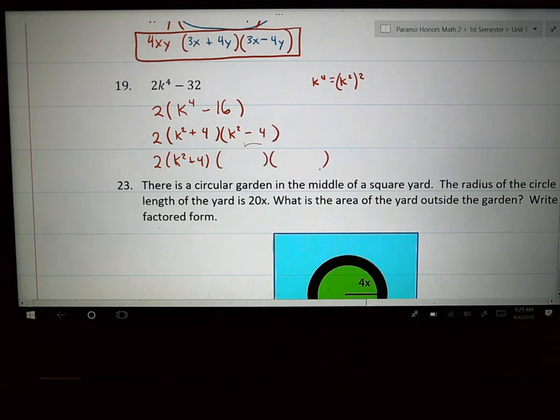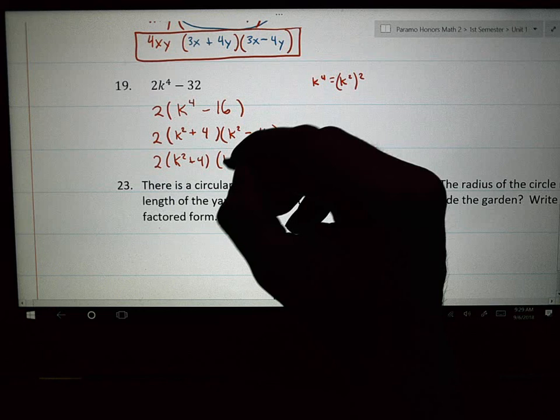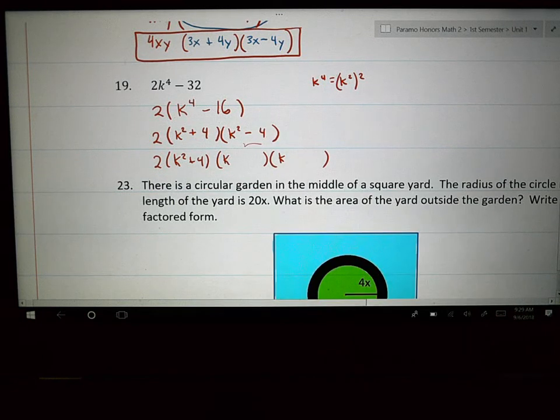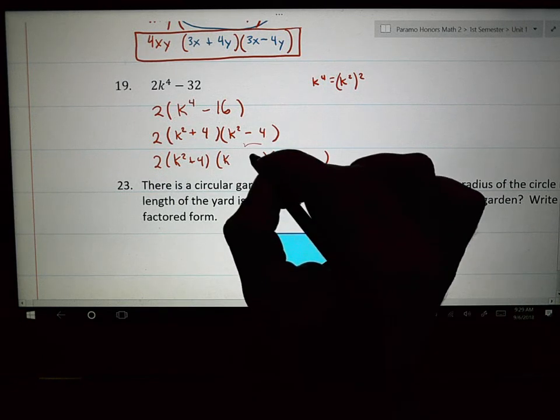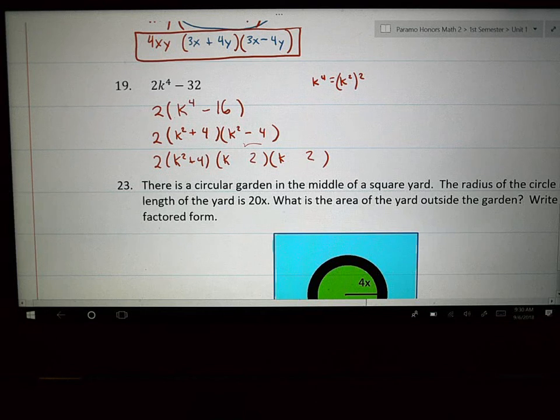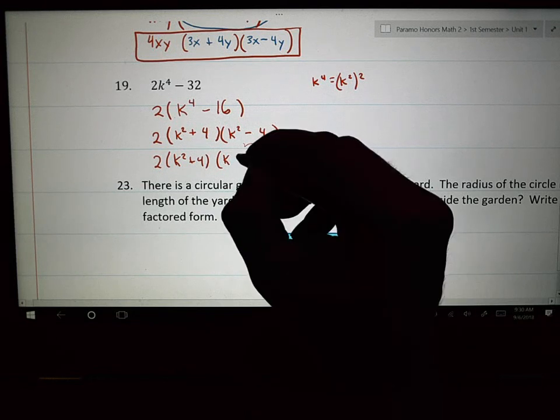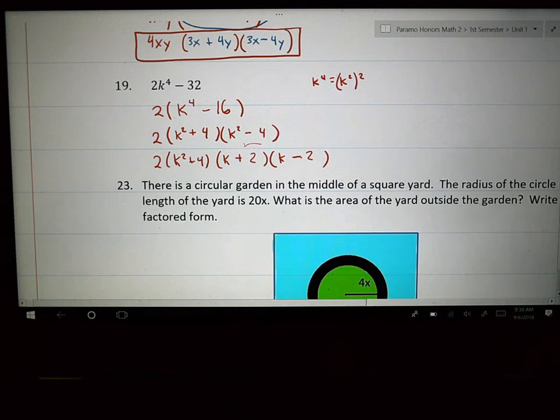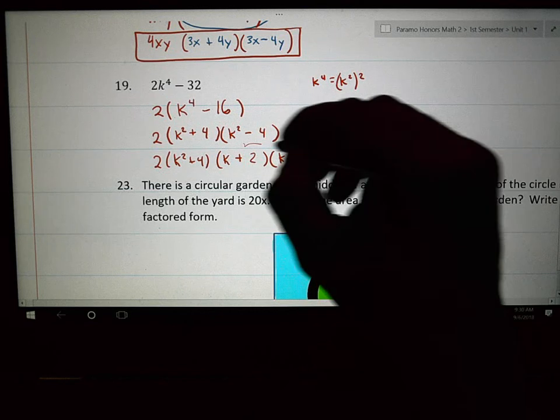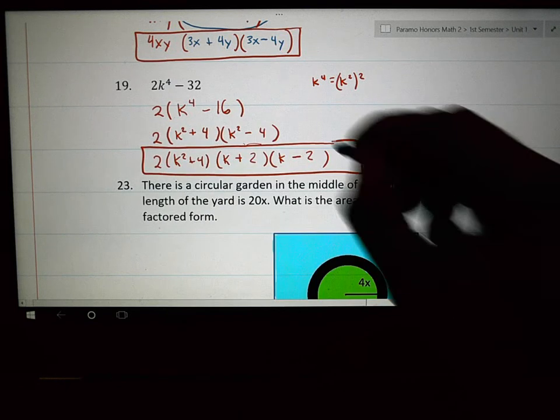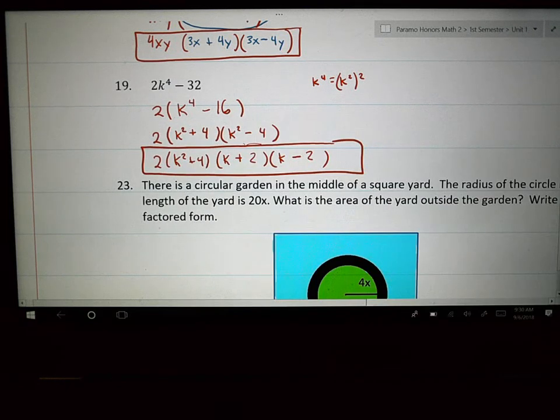The square root of k squared is k and another k. Square root of 4, 2 and another 2. We need one group of addition, one group of subtraction, and that is factored completely. Sometimes it gets into stuff like that.